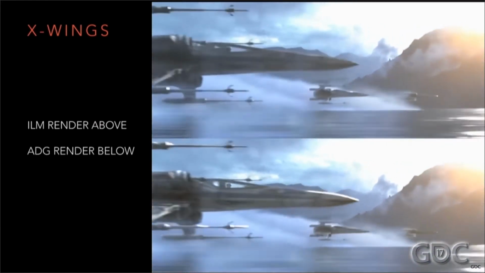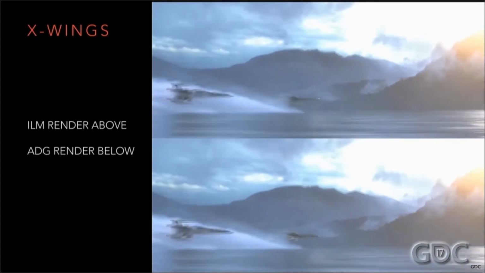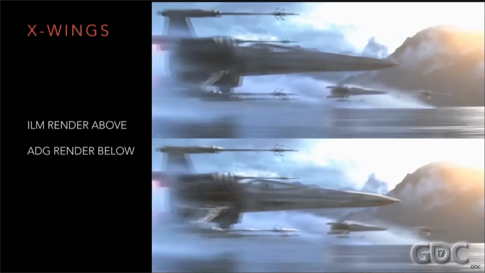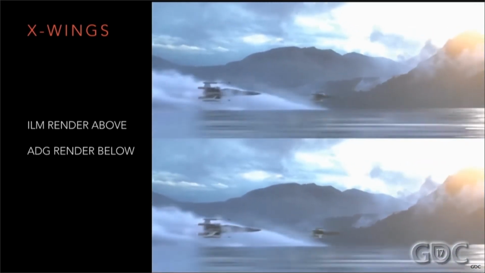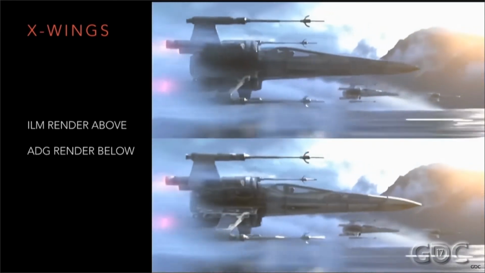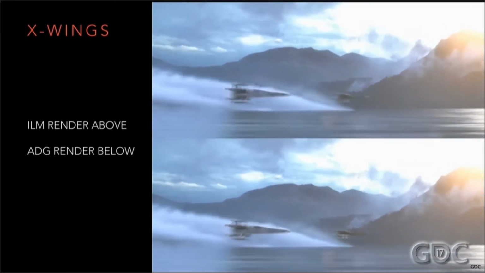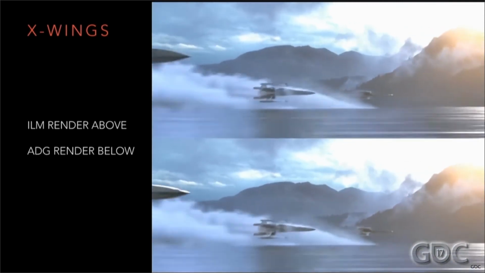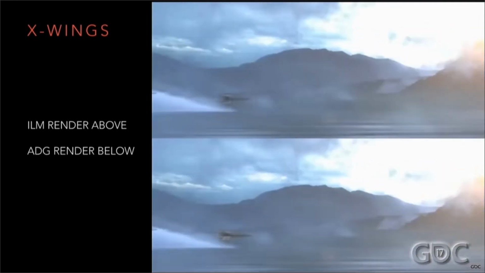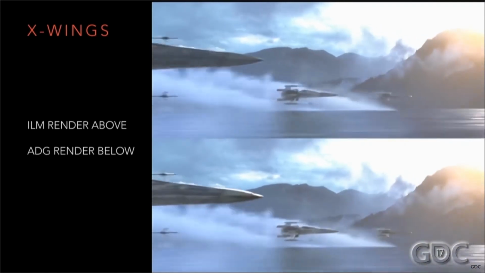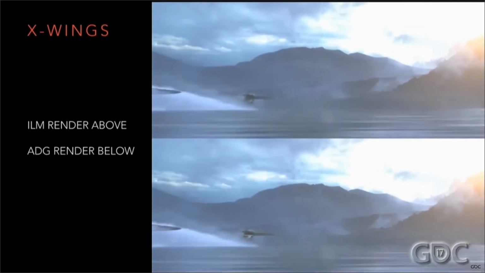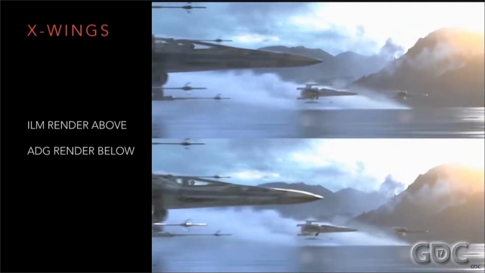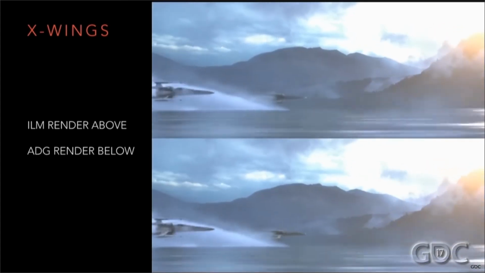And the ADG rendered X-Wings were then put through the exact same compositing step and the results were pretty good. The two versions don't look exactly the same. They're not identical, and there are a number of cheats in the ADG shot. Like, for example, the area lights are crude approximations, and the occlusion calculation is a little bit different. But generally, when I saw this, I felt like, all right, well, this is something we can work with.